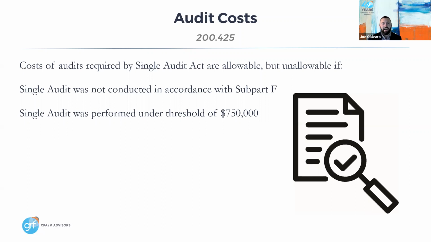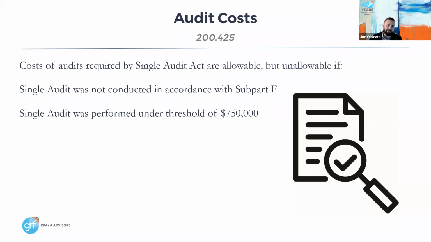The other reason the federal government will not pay for it is if the single audit was performed when you spent less than $750,000 for the year. That is just an extra bullet point, because technically it is covered in accordance with Subpart F, since that's the requirement that triggers the single audit. But if you don't expend more than $750,000, the U.S. government is saying, all right, we don't need you to go through the full compliance audit.